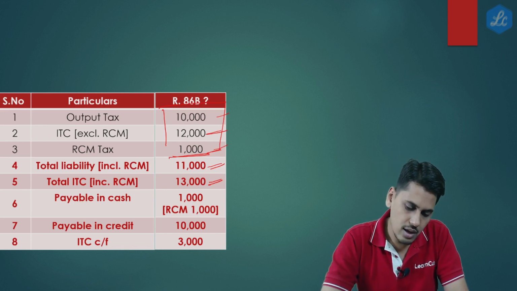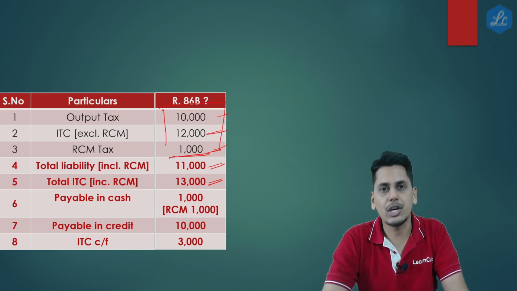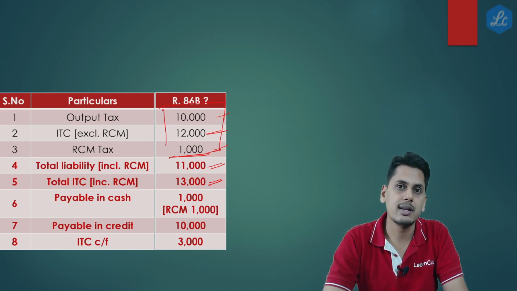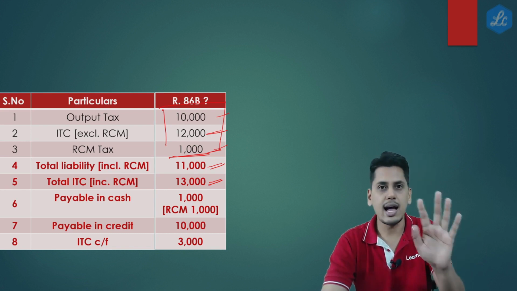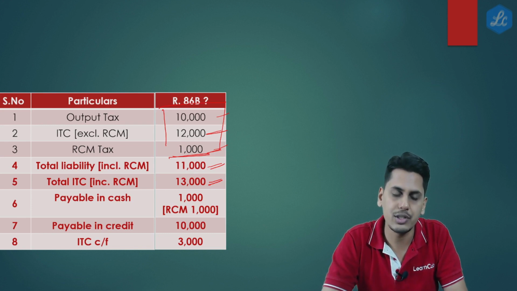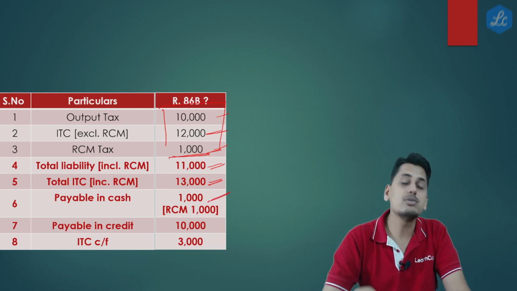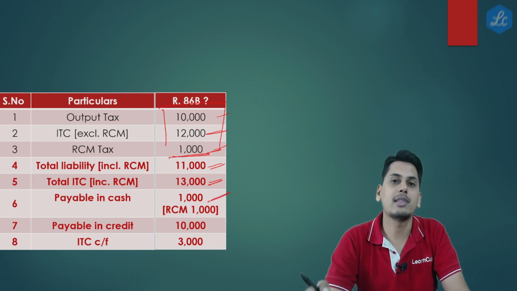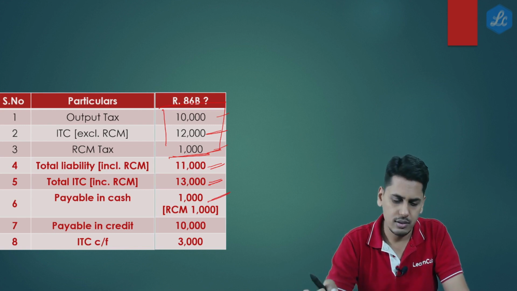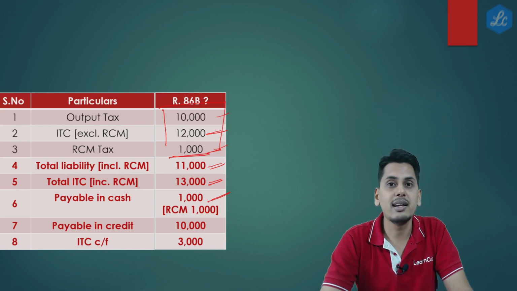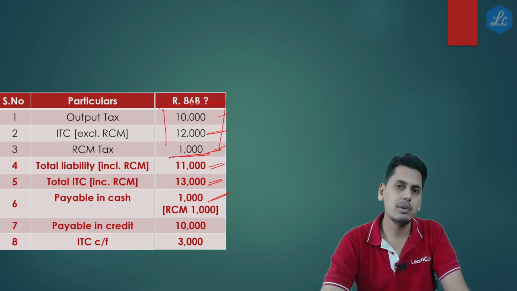Now friends, amount which is payable in cash. Of course, RCM liability I will have to pay in cash only. So I pay 1,000, RCM liability of 1,000 is being discharged through cash ledger. How much is payable in credit?